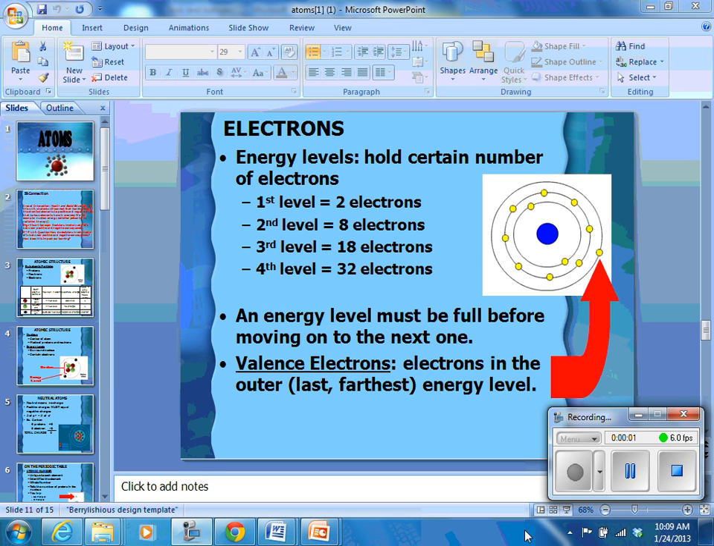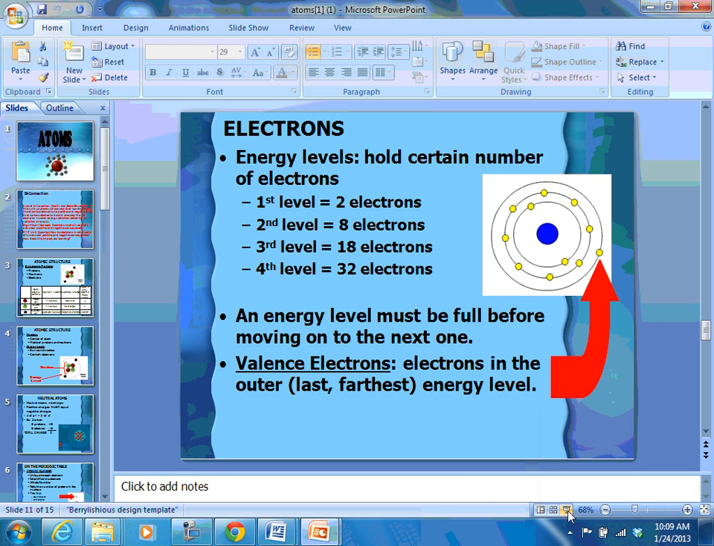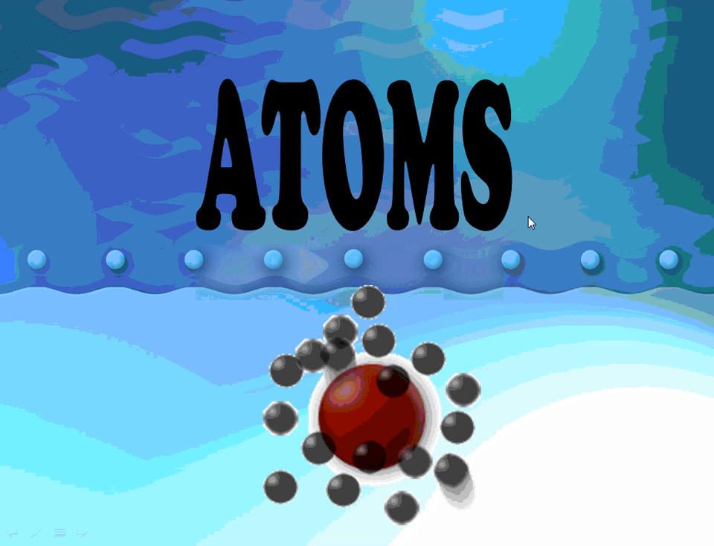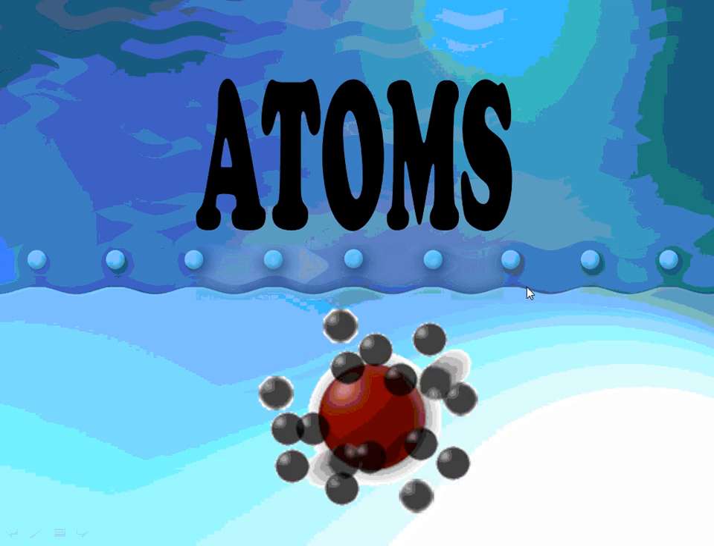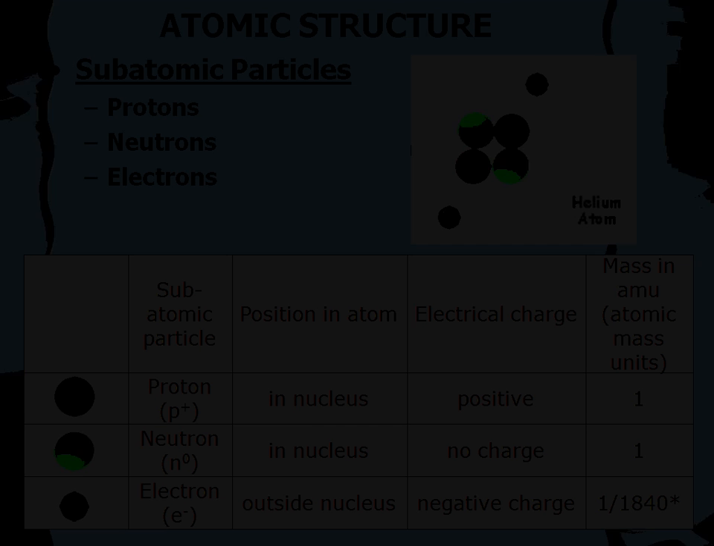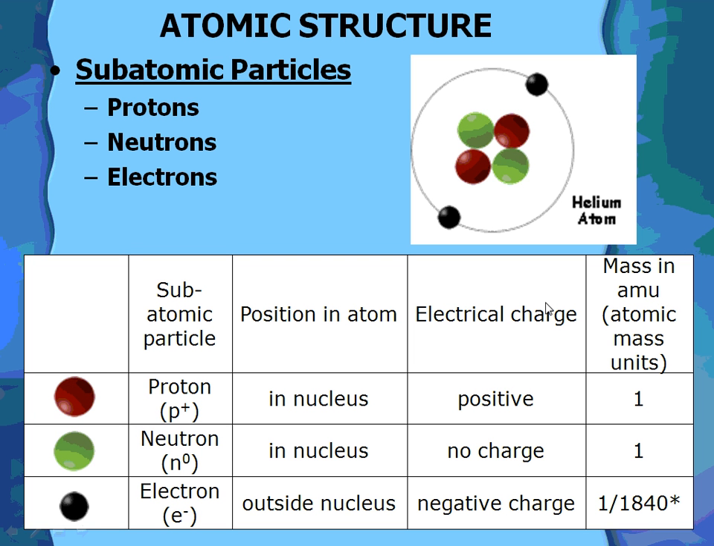Okay, so yesterday we started talking about atoms. We got a general overview. Kenya, you listening? Yes. Okay, we had a general overview, right? We talked about decisions having consequences, the IB component. Also, we talked about atomic structure.